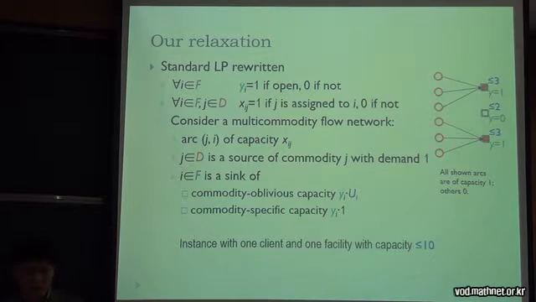But if we have the commodity specific capacity as well, then the LP will imply that the opening variable of that facility also has to be at least 1. So that is the reason why we have this commodity specific capacity.